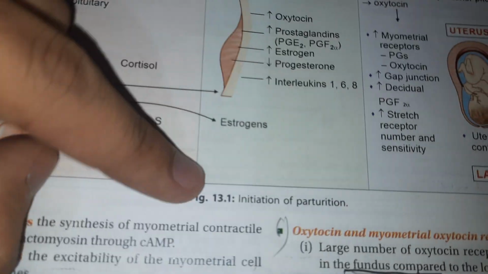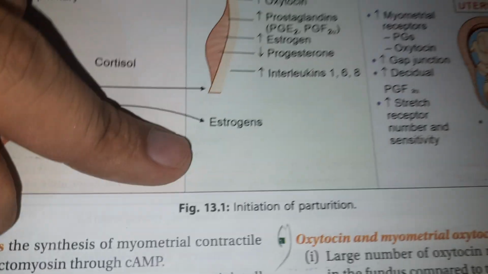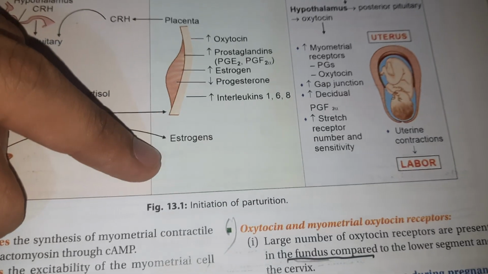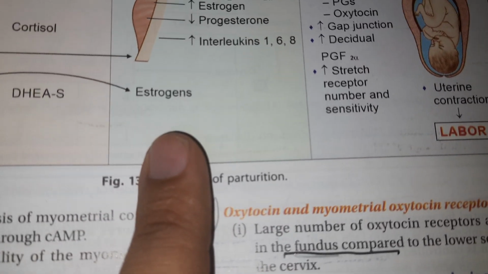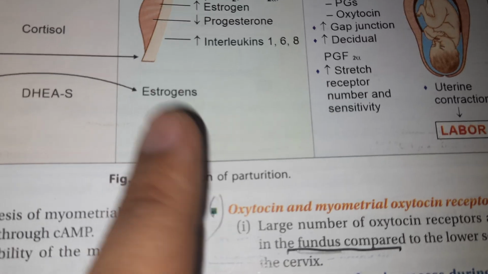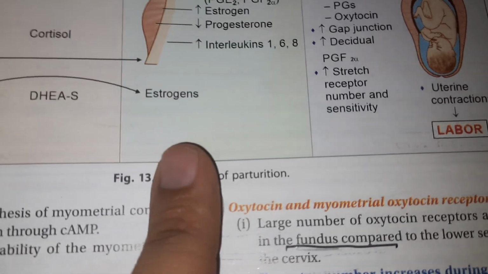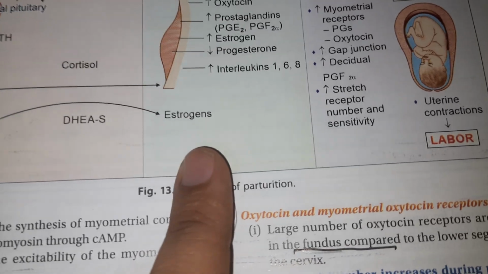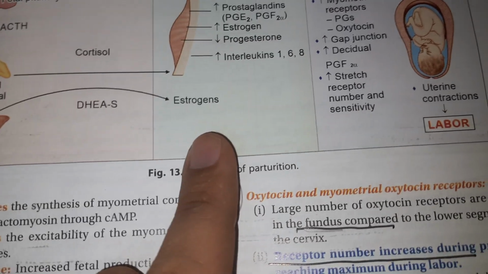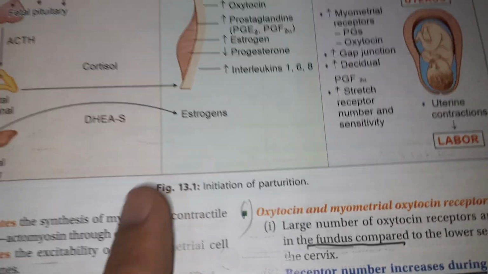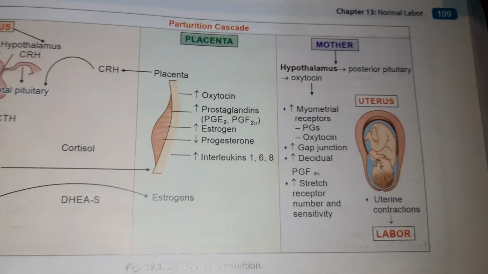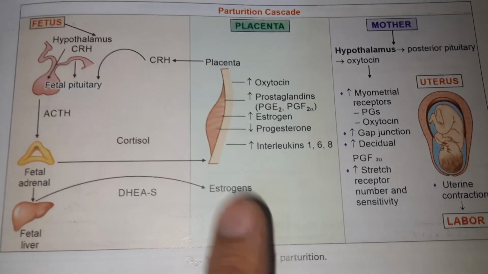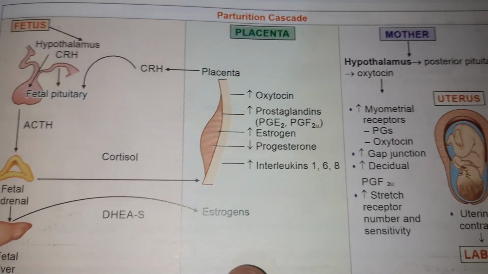Estrogen probably helps in the onset of labor by increasing the release of oxytocin from the maternal pituitary. Estrogen also promotes the synthesis of myometrial receptors for oxytocin and prostaglandin, and increases gap junctions in myometrial cells. It also accelerates lysosomal disintegration in decidual and amnion cells, resulting in increased prostaglandin F2 alpha synthesis. Estrogen also stimulates the synthesis of the myometrial contractile protein actomyosin through cAMP, and increases the excitability of the myometrial cell membrane.